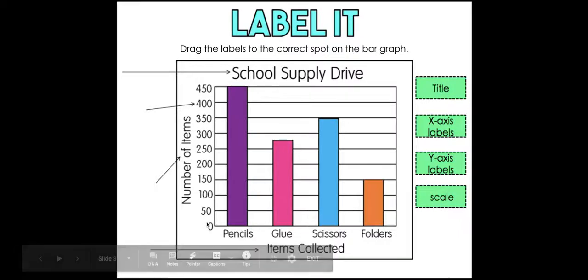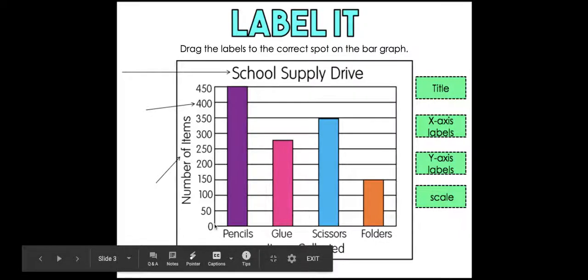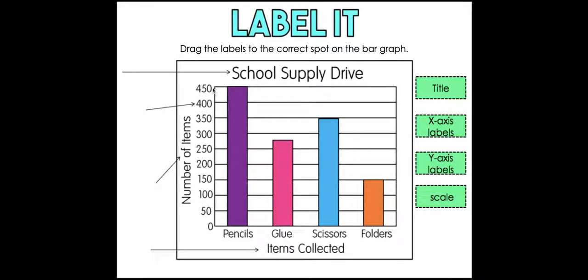It's counting by something. This scale is counting by 50. 50, 100, 150, 200, all the way up to 450. So when we read it, we need to make sure that we're looking at which number it goes to at the top of the bar. That's called the scale. Every bar graph has a scale.